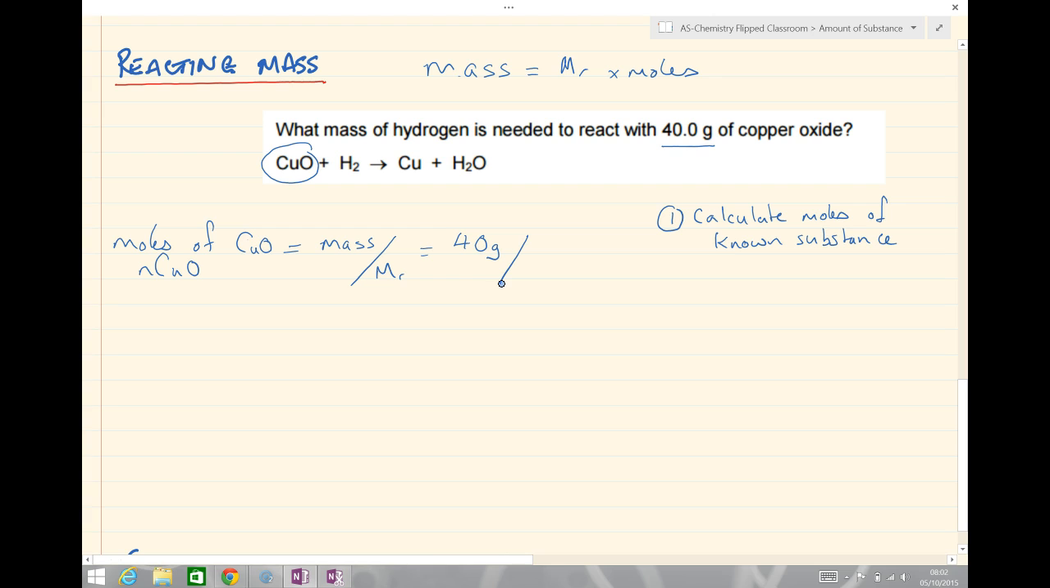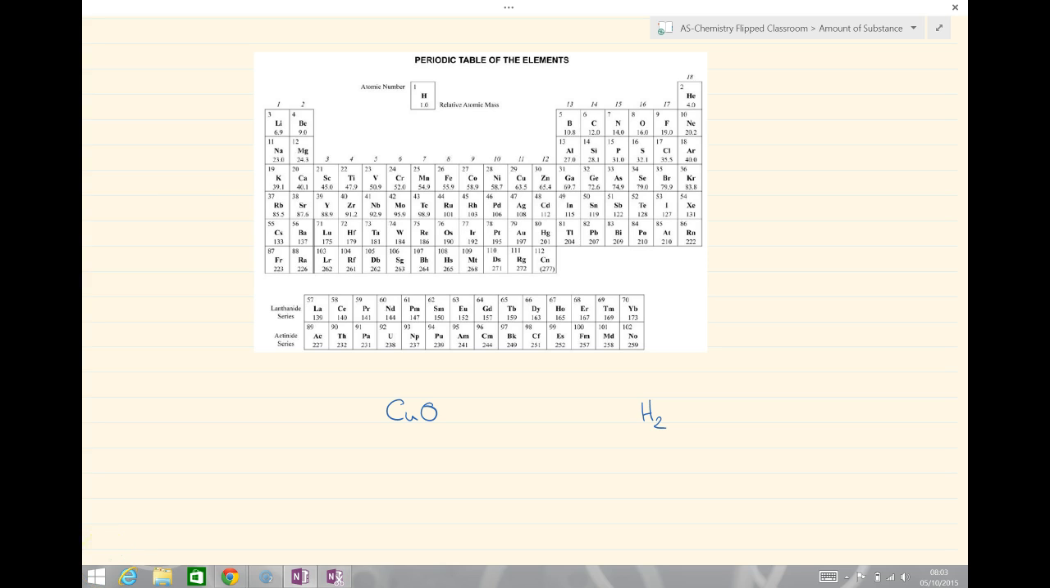So first of all, let's go over again to our periodic table. We've got to find out the Mr of copper oxide, and while we're here, we'll also do hydrogen. So let's start off with hydrogen, because that's nice and easy. Hydrogen, we've got 2 atoms of hydrogen, so the Mr of hydrogen is going to be equal to 2 atoms of hydrogen multiplied by the Mr, giving us 2.0 grams per mole.